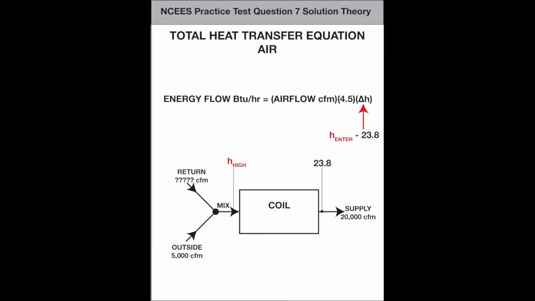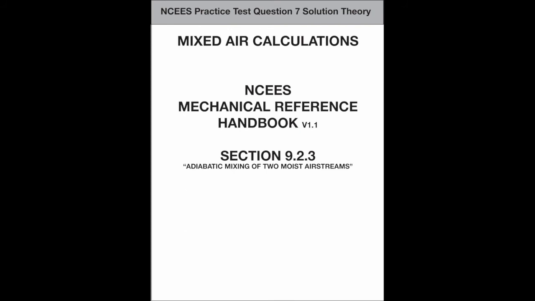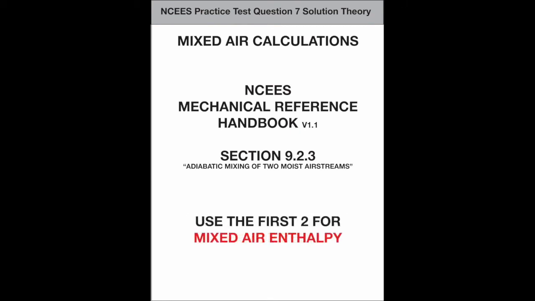You're now only missing the enthalpy of the mixed air entering the coil. To find this, do a mixed air calculation for the entering airstreams. For this, refer to the NCEES Mechanical Reference Handbook, Section 9.2.3. Have the 3 equations given memorized. Use the first 2 equations to solve for mixed air enthalpy.